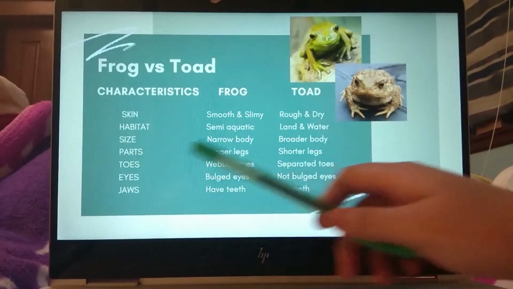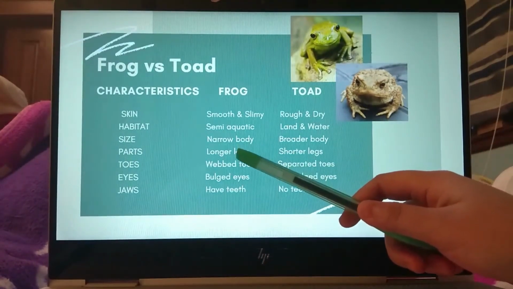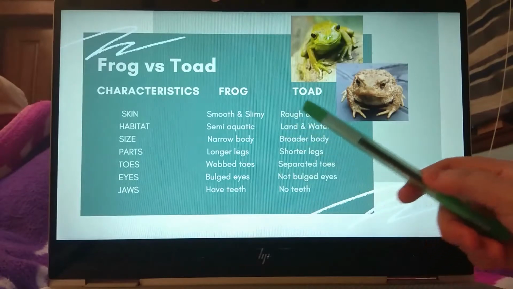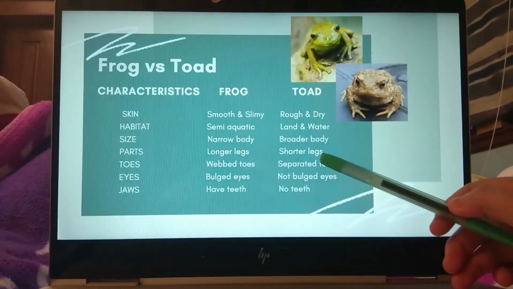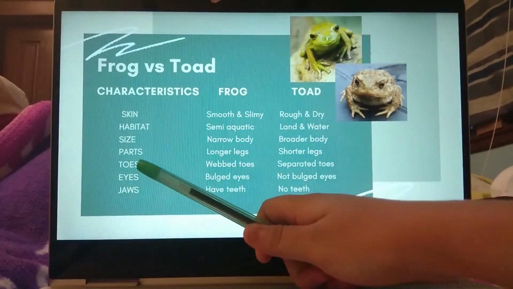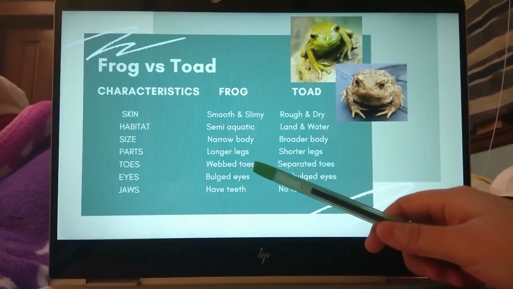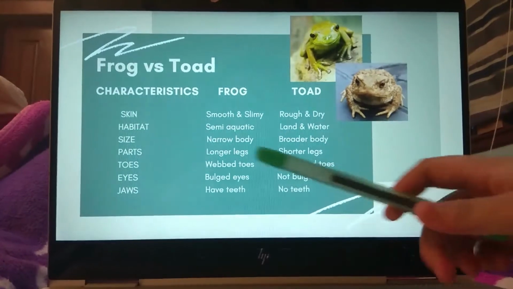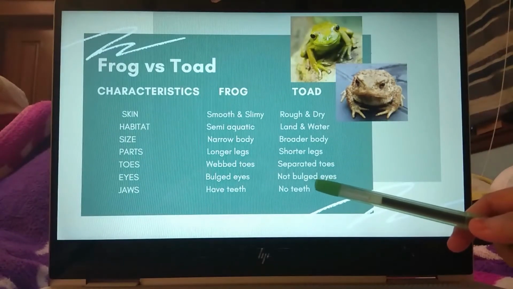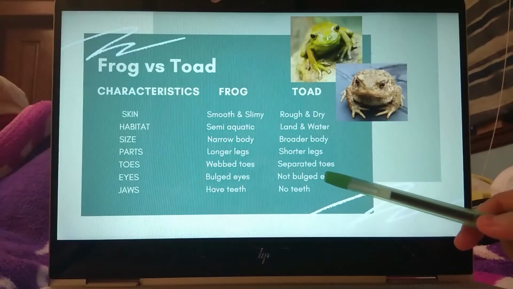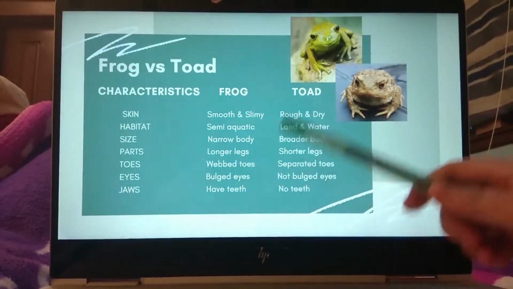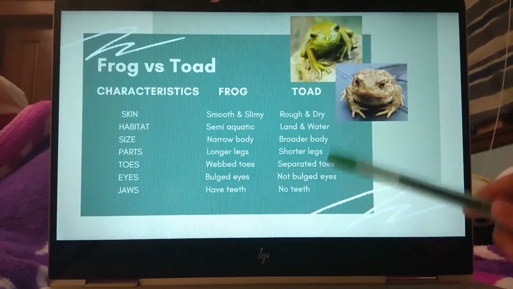while toads have a broader and puffy body, a much wider body. In terms of parts, frogs have longer hind legs for hopping and for swimming, so their legs are meant for long jumps, while toads have shorter hind legs that are meant for walking rather than hopping. In terms of their toes, frogs have webbed toes and toads have separated toes, and frogs' eyes are bulged out, and toads do not have bulged out eyes because they have poison behind their eyes. In terms of their jaws, frogs have teeth and toads do not have teeth.